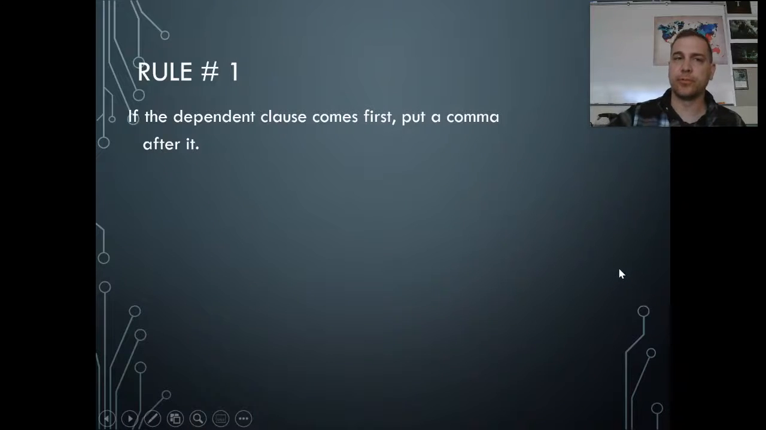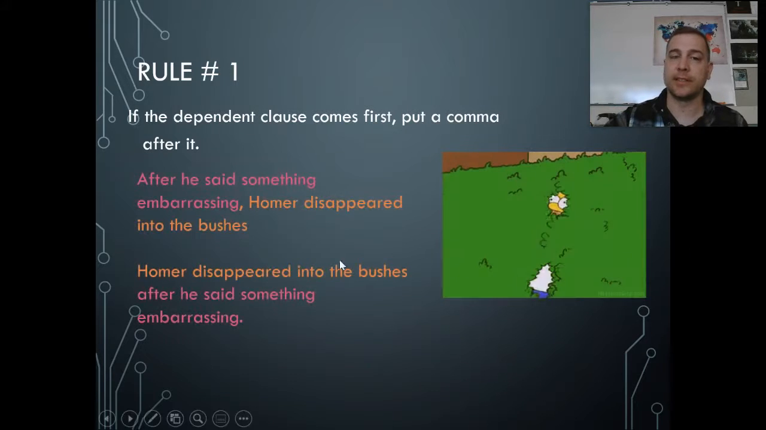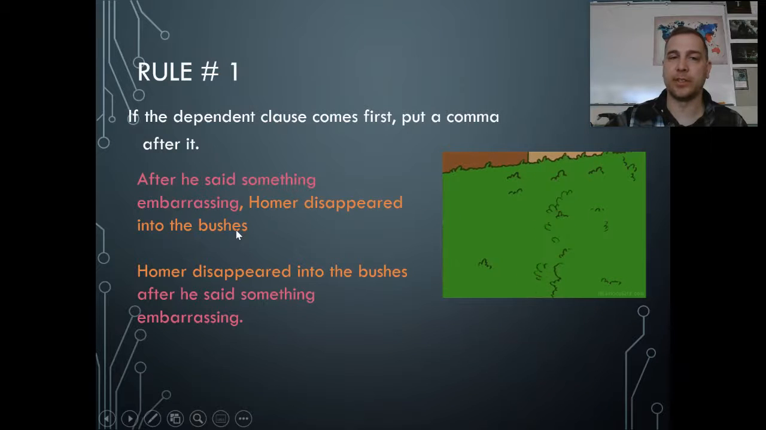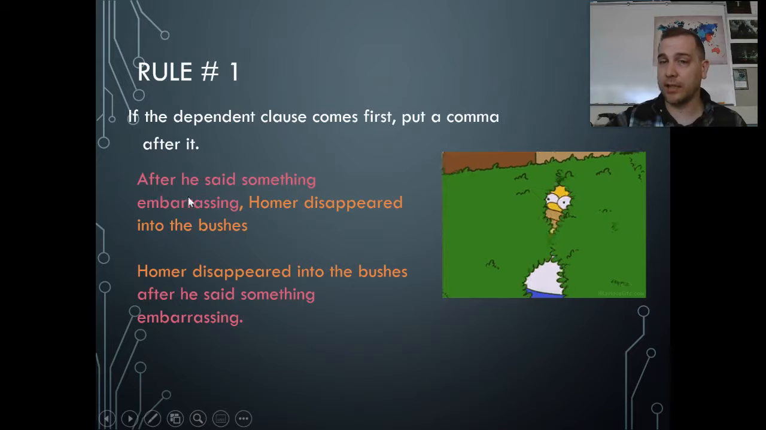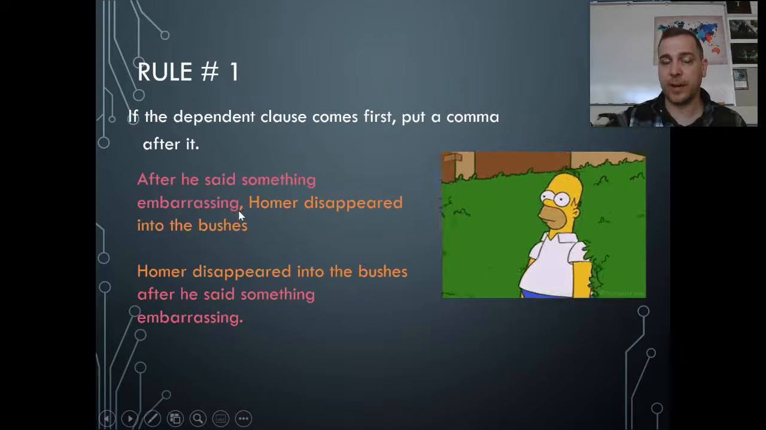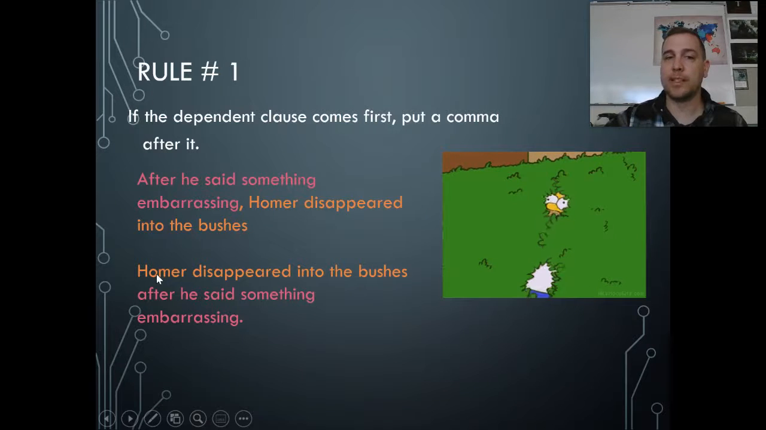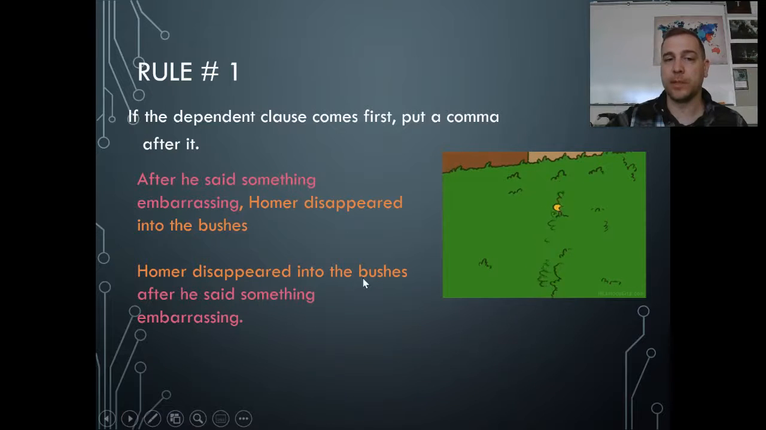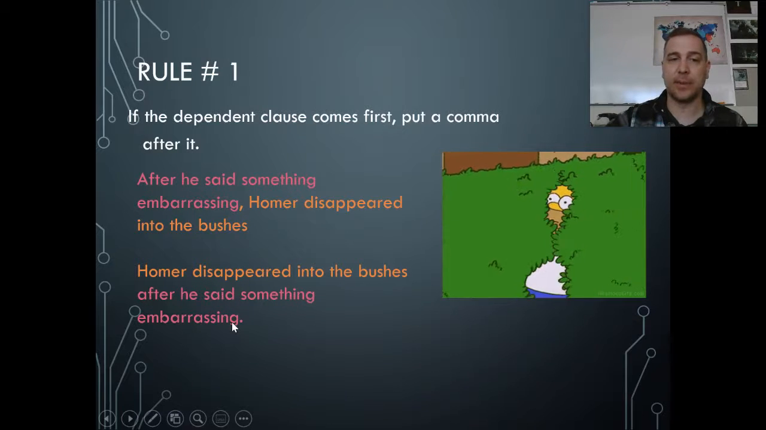And so here's the first rule I want you to remember when looking at a complex sentence. If the dependent clause comes first, put a comma after it. For instance, after he said something embarrassing, Homer disappeared into the bushes. The dependent clause comes first, so there's a comma after it. When the dependent clause comes second, you don't need any punctuation. Homer disappeared into the bushes after he said something embarrassing.